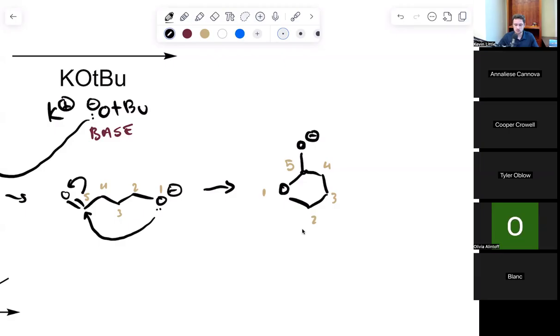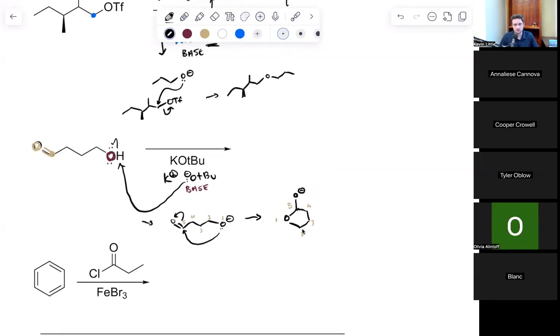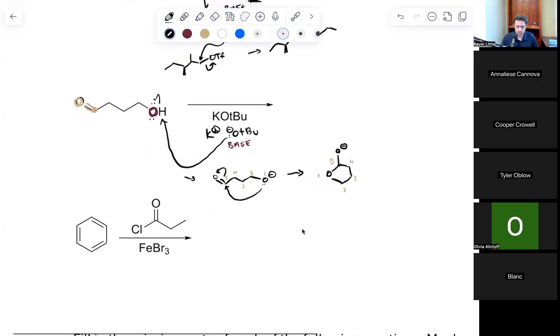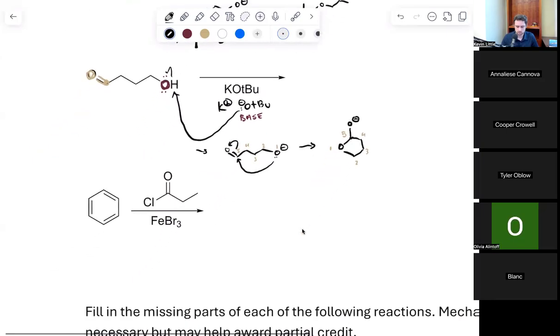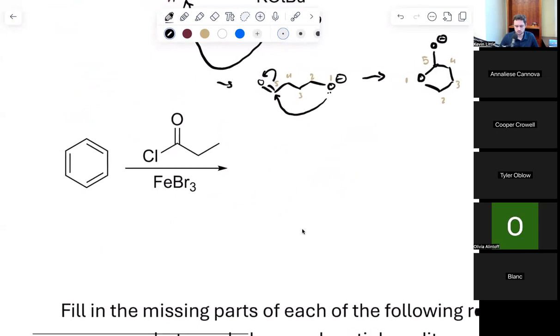So this is just another twist in it. It can form a ring. You have to be careful. If it's part of the same chain, it will form a ring. All right. This is a new reaction, but it's not.